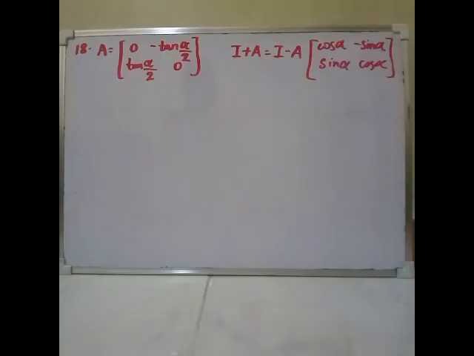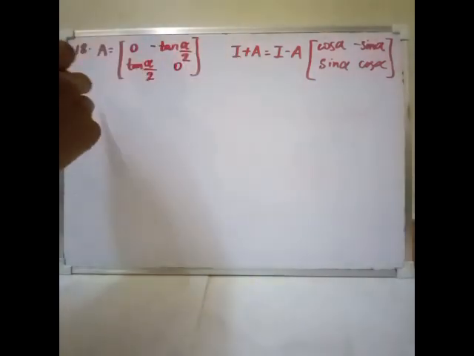So here we are having the 18th question, and we have to prove that I plus A is equal to I minus A times the matrix given. So let's see how to do this question. So first of all, we have to do the left hand side.